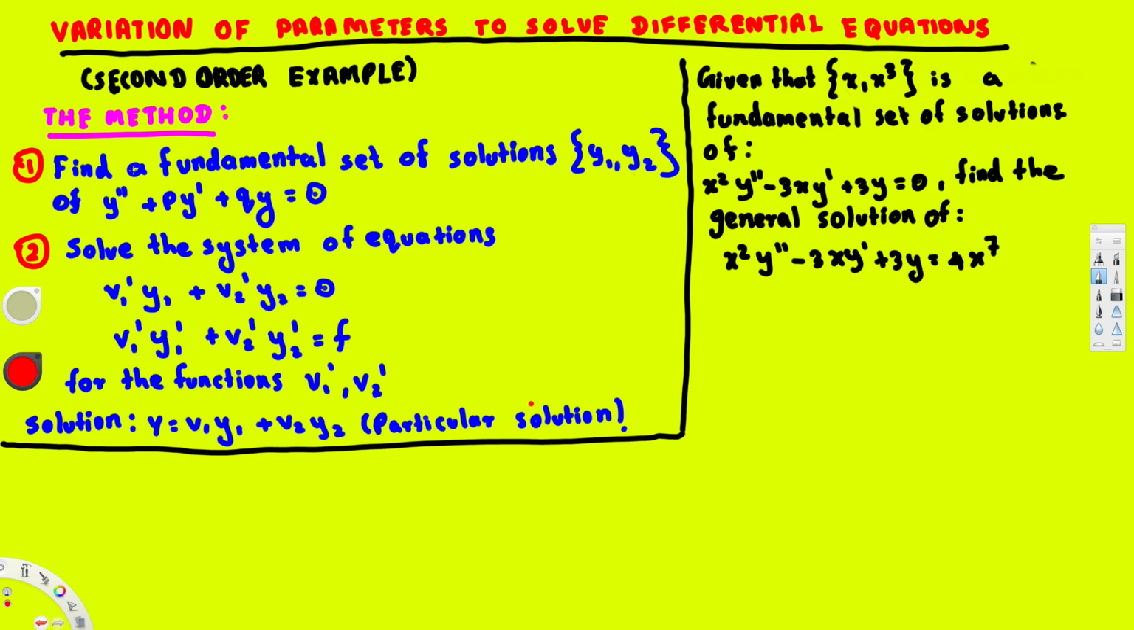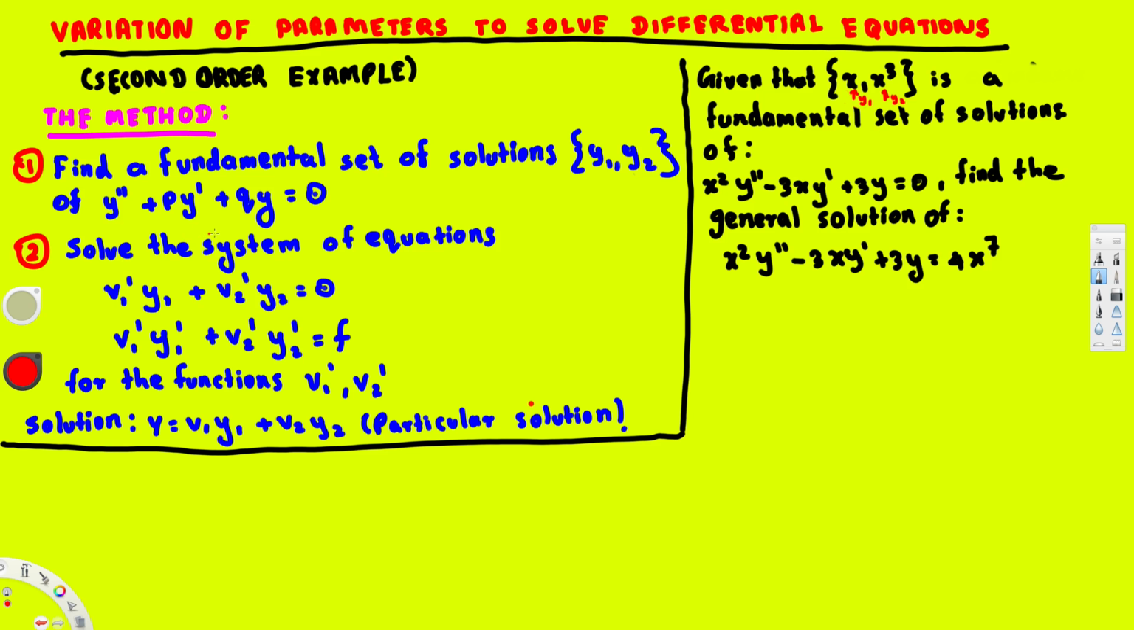What's going on, guys? In this video we are going to see an example of the method of variation of parameters to solve a non-homogeneous differential equation. And this is the method. Find a fundamental set of solutions y1, y2. That's already given right here. This is our y1 in our question and this is our y2 in the question.